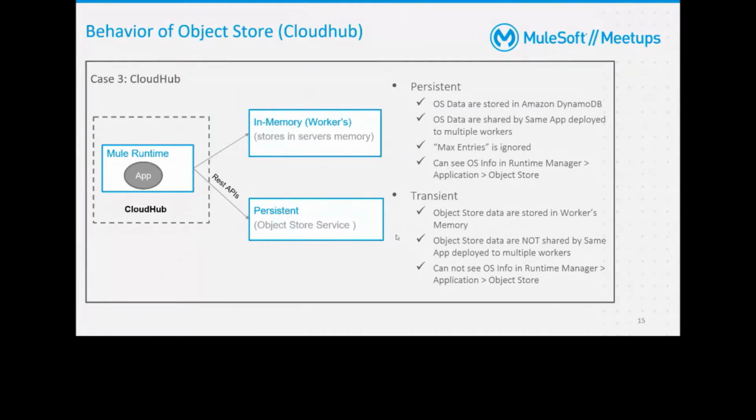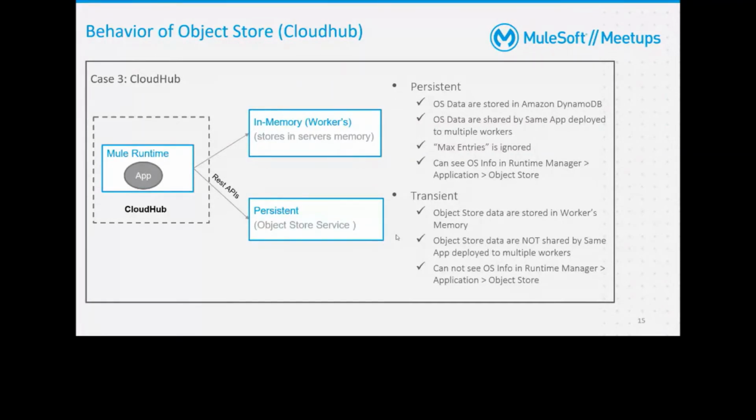wherein, in the CloudHub case, the object store service data is accessed through REST APIs. Internally, we don't have to do anything externally. Now we can use an object store connector, implement it, and deploy it on CloudHub.